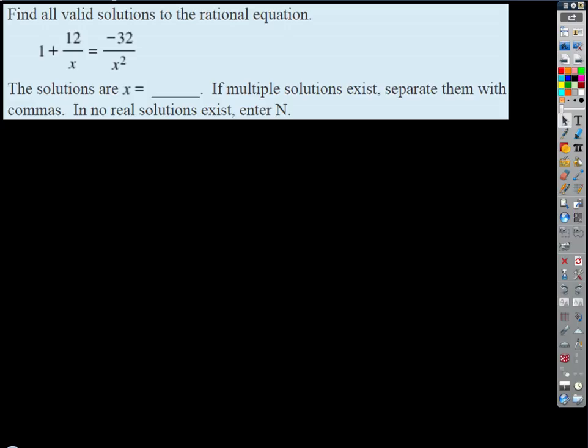Okay, here we go. Let's get through this quickly. All right, so we have to establish first of all, what is the least common denominator?